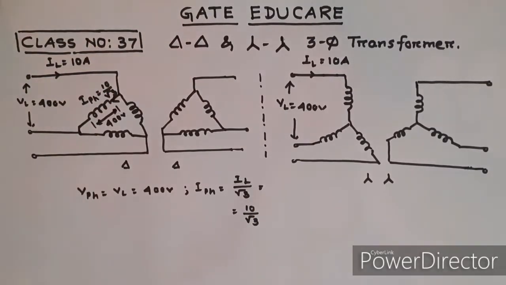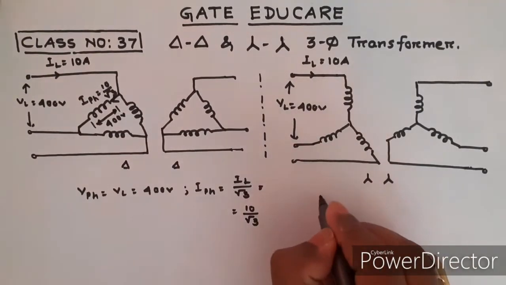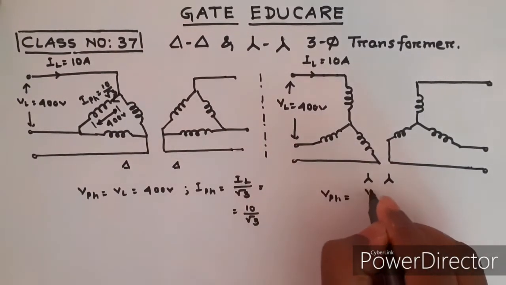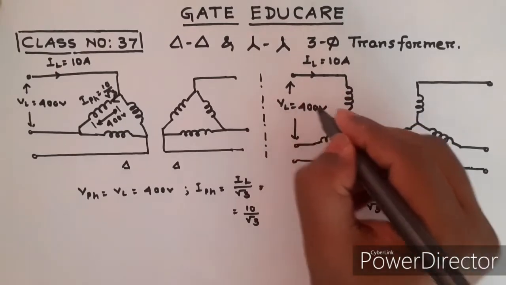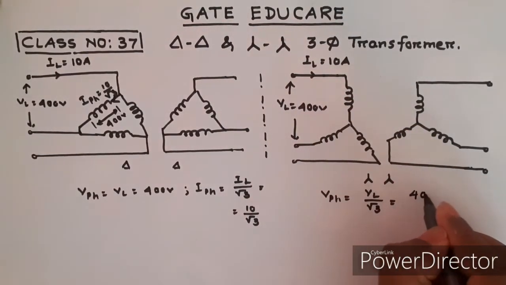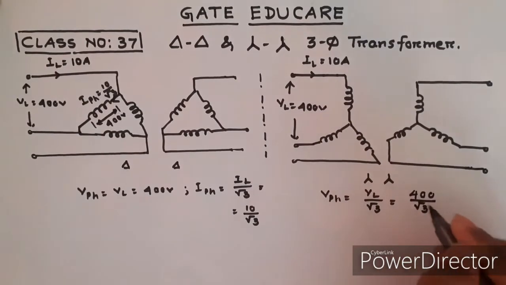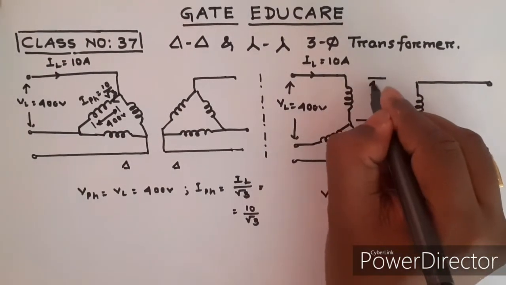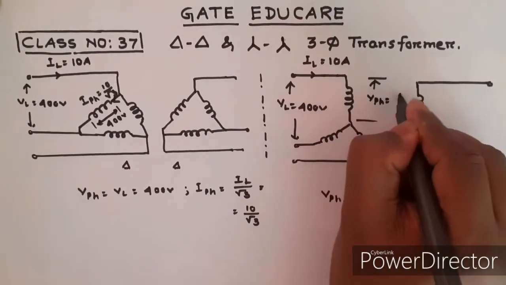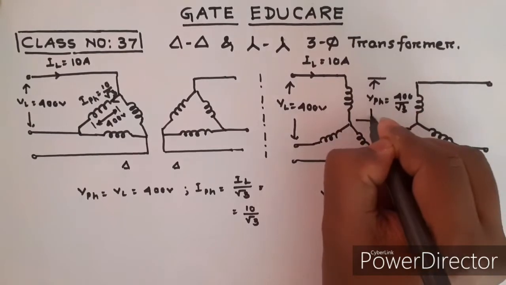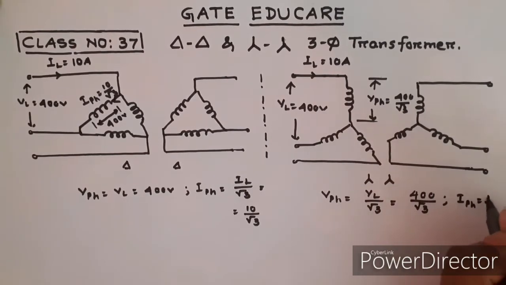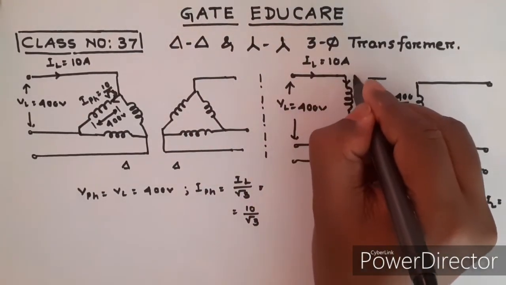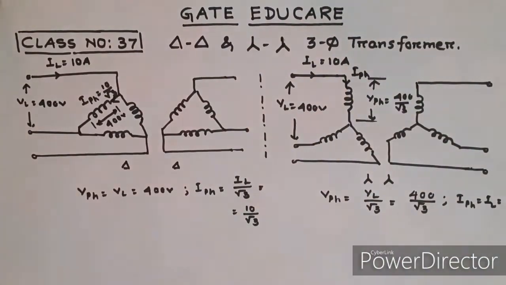But for star-star, the phase voltage is the line voltage divided by root 3. Therefore, if the line voltage is 400 volt, then the phase voltage will be 400 divided by root 3. But for star-star connection, the phase current is equal to the line current, equal to 10 ampere.